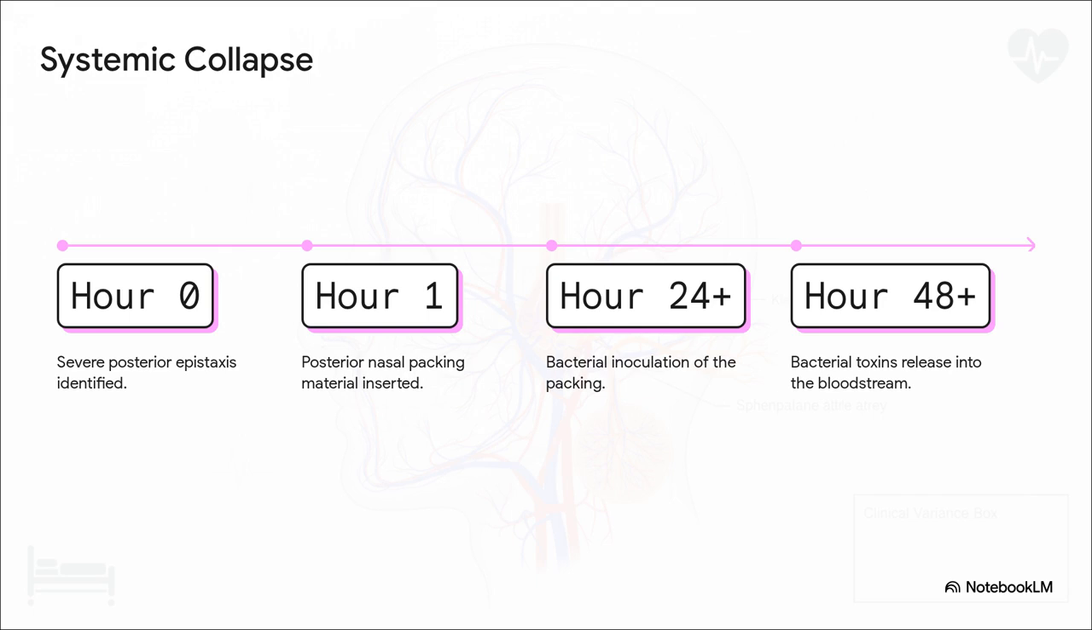We see a rapid, frightening escalation from a routine, life-saving procedural intervention straight into a life-threatening systemic cascade. At hour 0, you identify the hemorrhage. By hour 1, you insert the posterior packing. But check this out. Within 24 hours, that packing material becomes a massive nidus for bacterial inoculation. And by 48 hours, bacterial toxins are actively releasing directly into your patient's bloodstream.